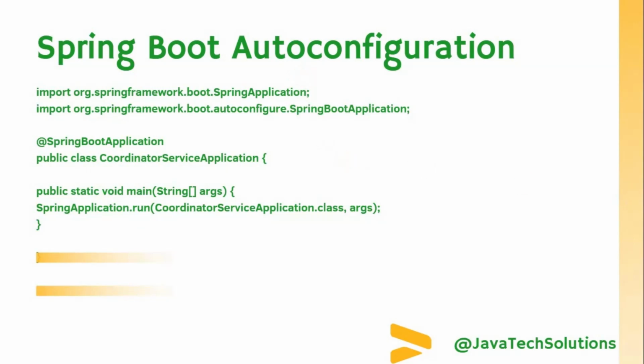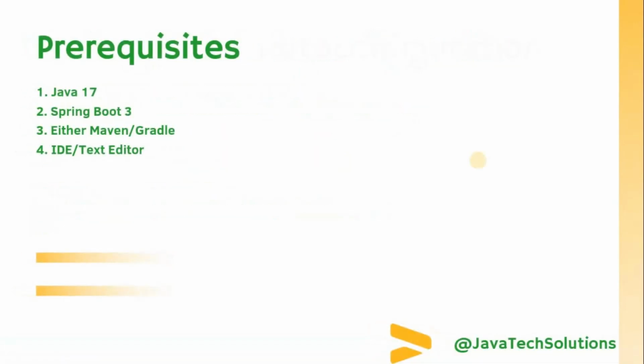Next we will talk about what prerequisite dependencies are needed if we want to develop a Spring Boot application. Here I mentioned Java 17, Spring Boot 3, then either Maven or Gradle, and then one IDE or text editor, meaning Eclipse or STS or IntelliJ. So why did I mention Java 17 and Spring Boot 3? If we are going to use Spring Boot 3, then a minimum of Java 17 is required. If we are using Spring Boot less than 3, then Java 8 also works.